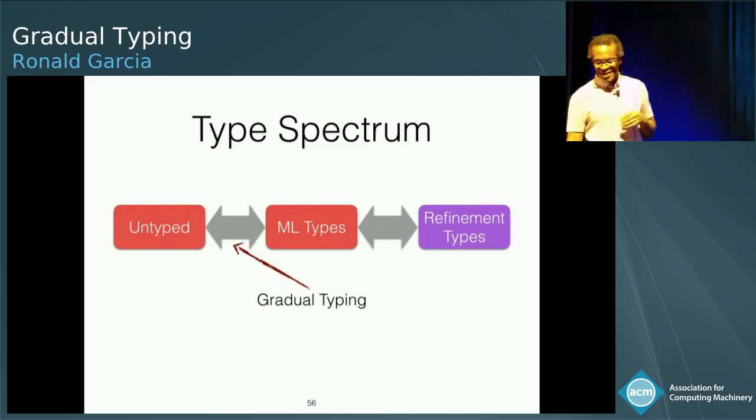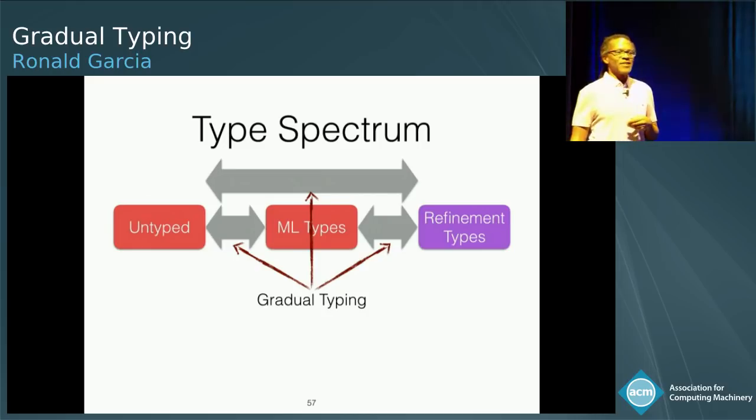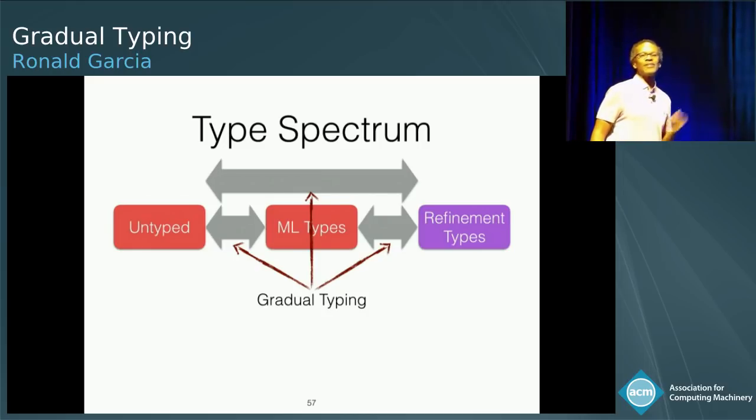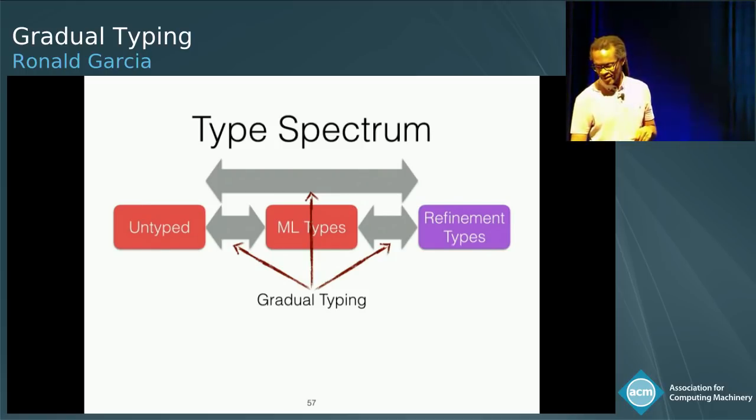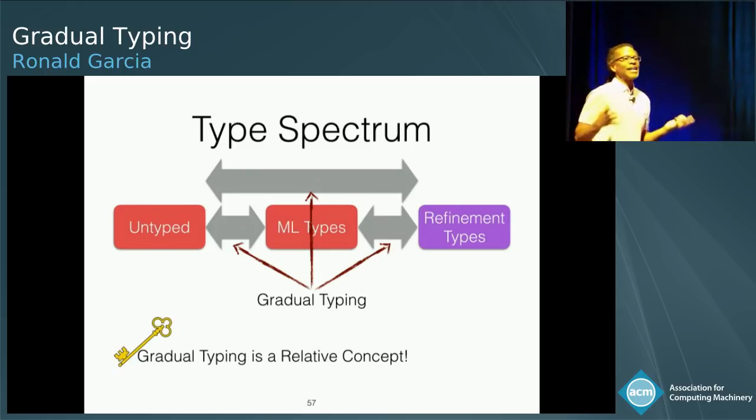And you might even say, well, forget this ML stuff. It's already too weak for us. Let's just go straight from untyped to refined ML and wave hello as we pass overhead. So the key concept here is that gradual typing is a relative notion.